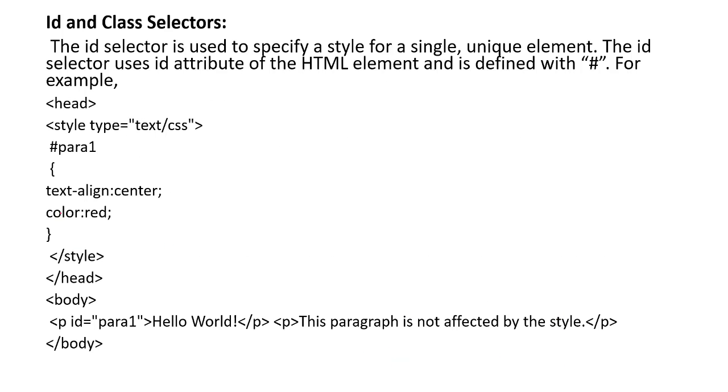Next, ID and class selectors in CSS. The ID selector is used to specify a style for a single unique element. For a single unique element we use the ID selector. The ID selector uses the ID attribute of the HTML element and is defined with a hash. For example, first of all, go to your body section.